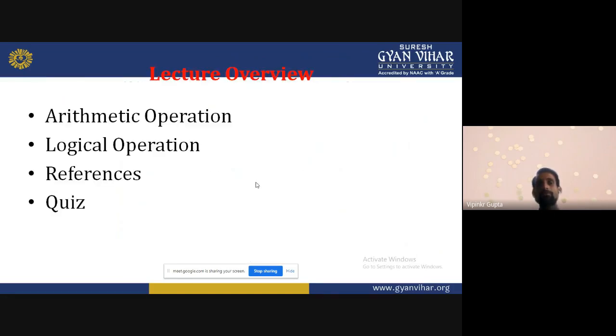Now today, in the last lecture, we were doing instruction sets. In instruction sets, we saw that the instructions are classified into two types. First one, length. Second one is the operation. In length, there are three types of instruction: one byte instruction, two byte instruction, and three byte instruction.